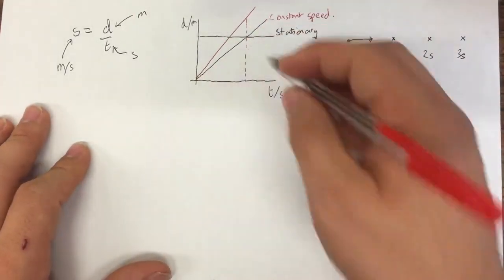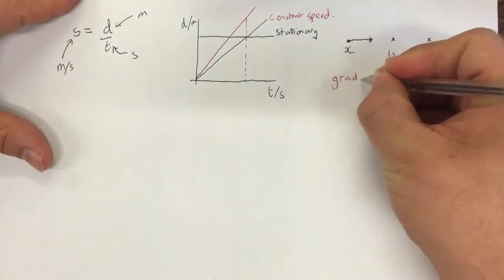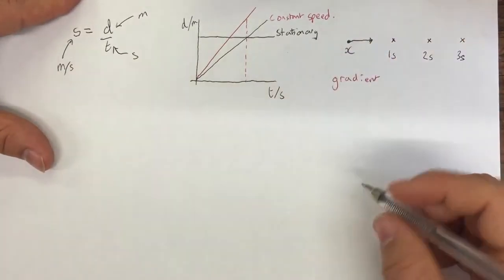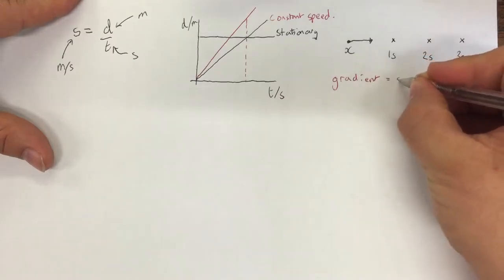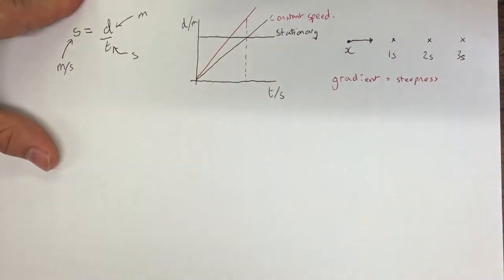Now when we talk about the steepness of the line, we talk about a key word. And the key word that we use is gradient. So the gradient is just the key word that we use that means the steepness of the line.